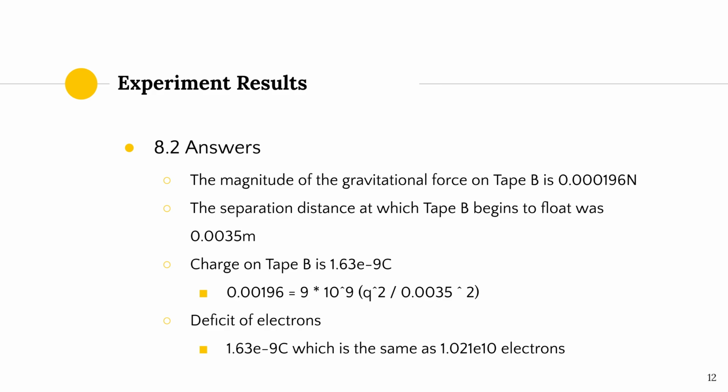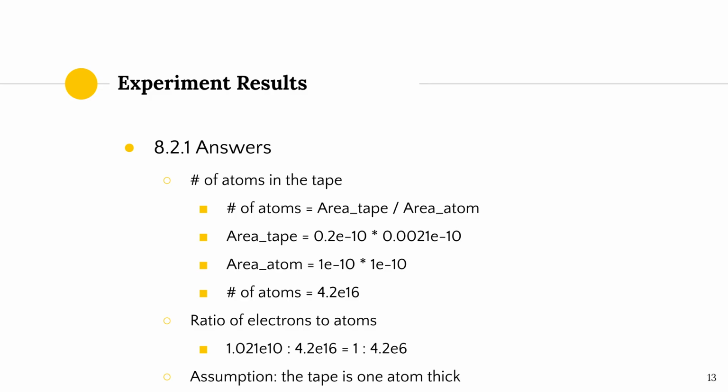The deficit of electrons is 1.63 times 10 to the power of -9 coulomb, which is the same as 1.021 times 10 to the power of 10 electrons. The number of atoms can be calculated by the area of tape divided by the area of one atom, which is 4.2 times 10 to the power of 16. Therefore, the ratio of electrons to atoms is 1 to 4.2 times 10 to the power of 6. The assumption made is that the tape is 1 atom thick.